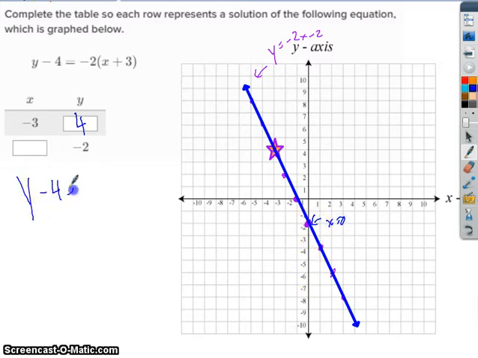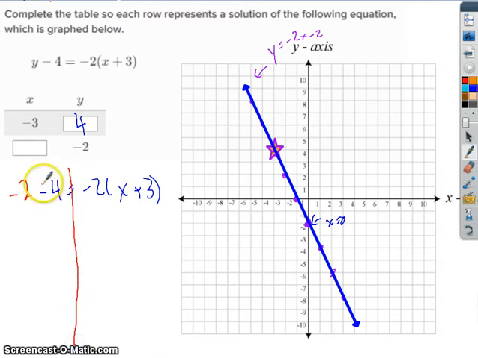y minus 4 equals negative 2 times x plus 3. A nice fresh equation, and I'm going to replace, in this case, the y, replacing the y with what? With negative 2. So that's now negative 2 minus 4. And negative 2 and negative 4 make negative 6. And I'm going to go ahead and distribute in this step. Why not? Somebody remember what do you get? Negative 2x, not plus, minus 6. And then in my desire to get x by itself, I'm going to start by adding 6 to both sides.